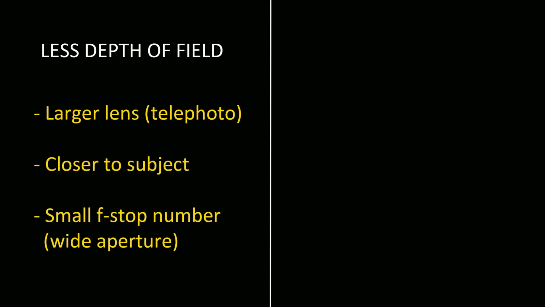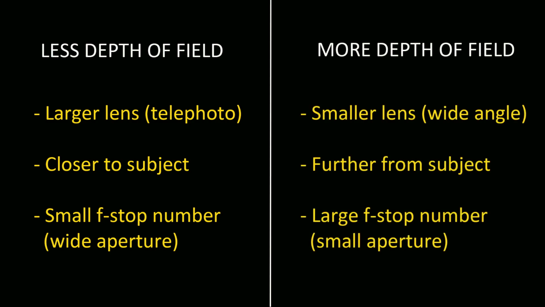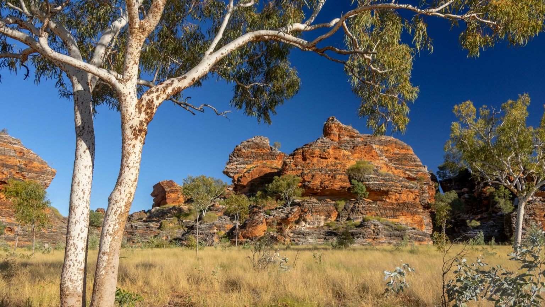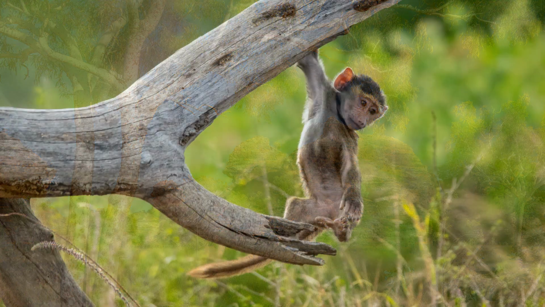To go over it one more time, these are the ways to produce a shallower depth of field. Use a larger lens, get closer to the subject, and use a small f-stop number. And of course, if you want more depth of field, you do the opposite. Use a smaller lens, get further away, and if necessary, use a larger f-stop number. That's my quick look at depth of field, and I hope you've enjoyed it. Most of all, I really hope you've learned something.